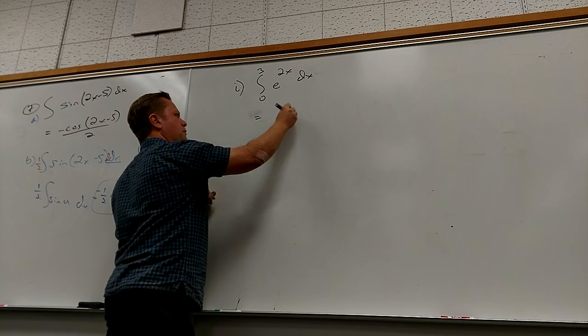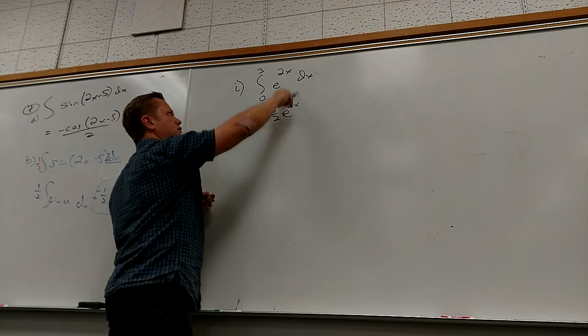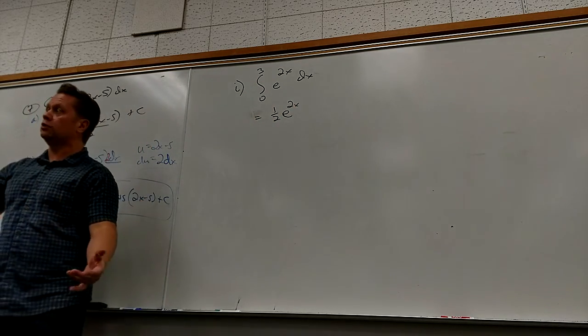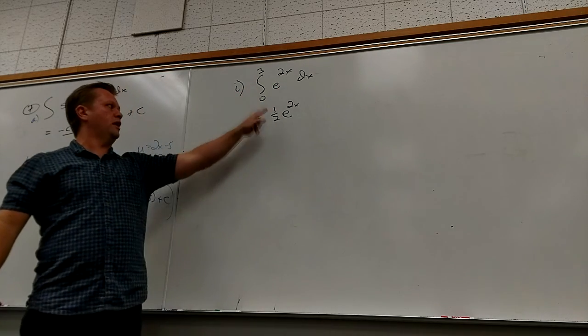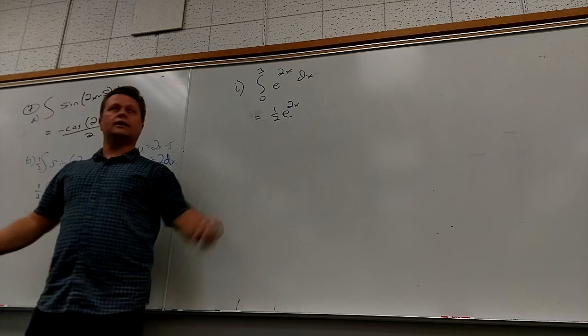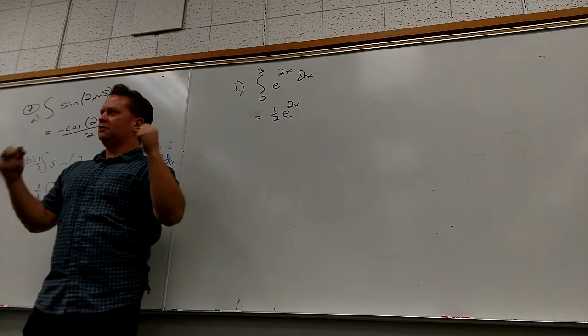Yeah, it can't be just this, because a 2 would be there. You better put a 1/2 to kill that 2. Now, if you did u sub, u equals 2x, du equals 2 dx, you'd have to put a 2 there, which means a 1/2 would have to go out there. You can see how they connect. When the inside is linear, you don't really need u sub.